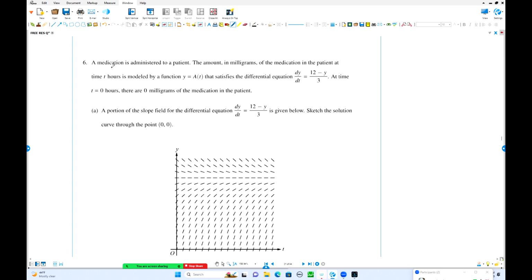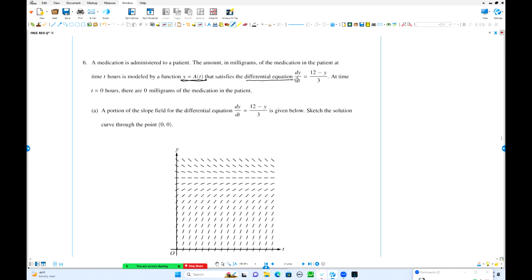A medication is administered to the patient. The amount in milligrams of medication in the patient at time t hours is modeled by the function y equals f of t. But we don't know what it is, only its differential equation is given, with respect to time t, the derivative.